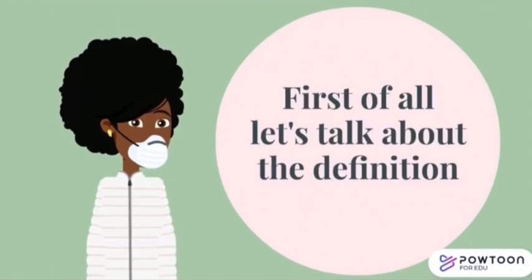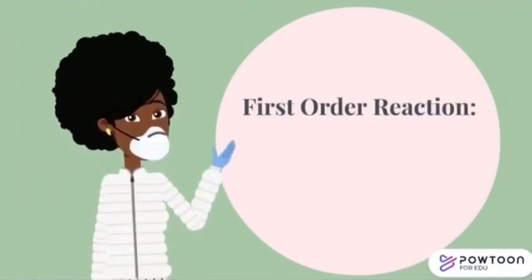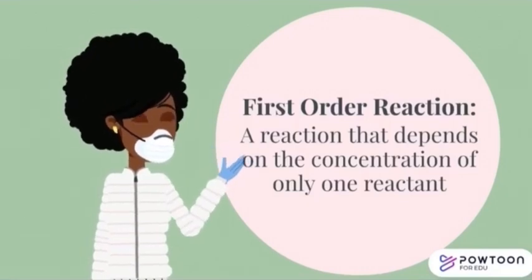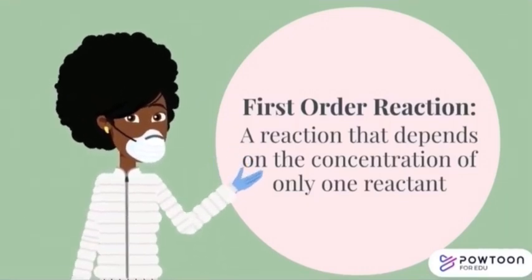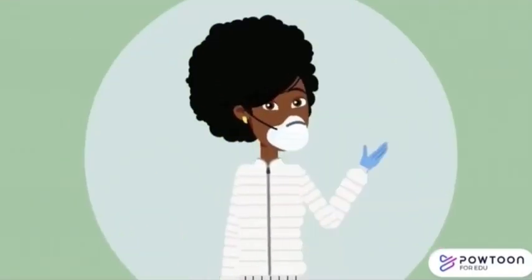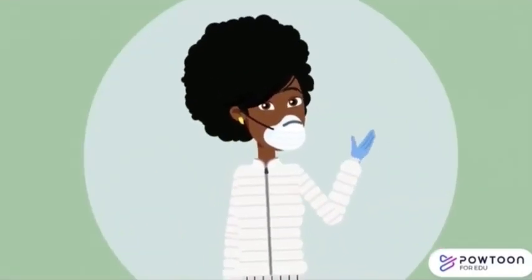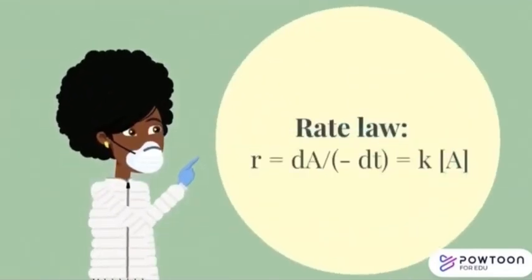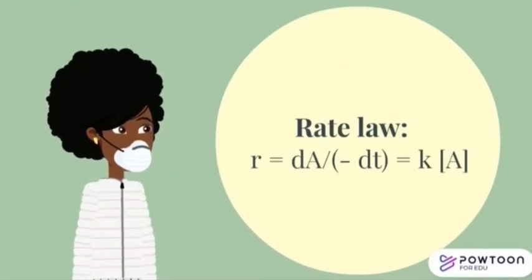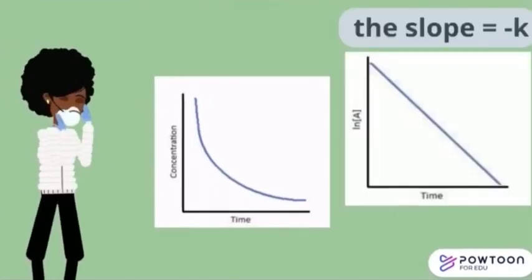First of all, let's talk about the definition of a first-order reaction. A first-order reaction is a reaction that depends on the concentration of only one reactant. Other reactants can be present, but each will be zero order. And here you can see the rate law of the first-order reaction, where k is the first-order rate constant, which has unit of s to the power minus 1.